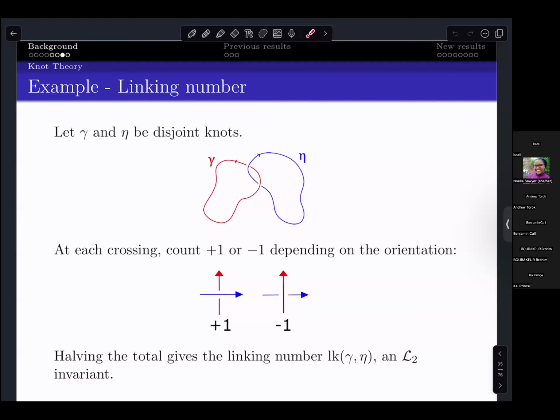I should make clear here, this is a picture in R3, so I'm looking at it from a specific angle. If I looked at it from over there, it would look a bit different. But the linking number is invariant under looking at it from a different angle. Later, we're going to talk about some other quantities that are not invariant under looking at it from a different angle, but they still can be useful. Anyway, this is the linking number. It tells you how much one curve wraps around the other. That's literally it.